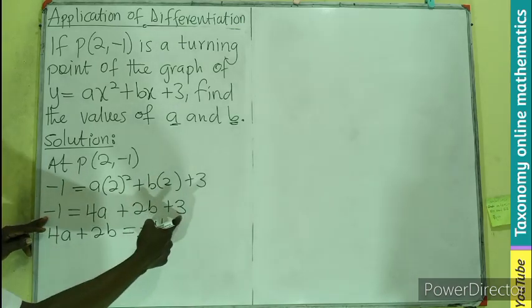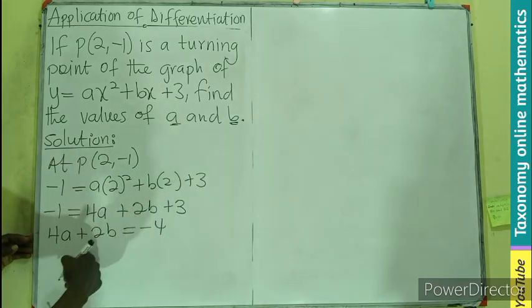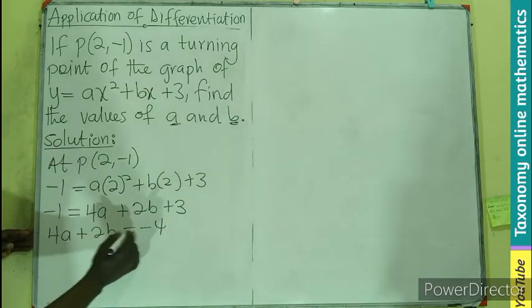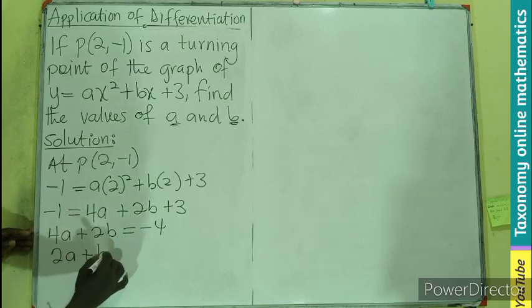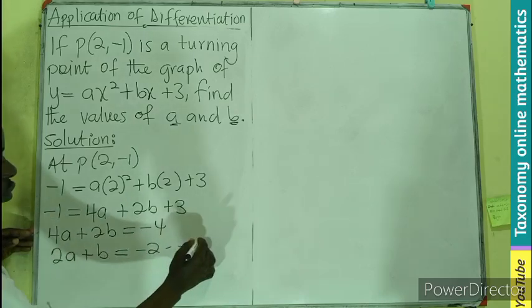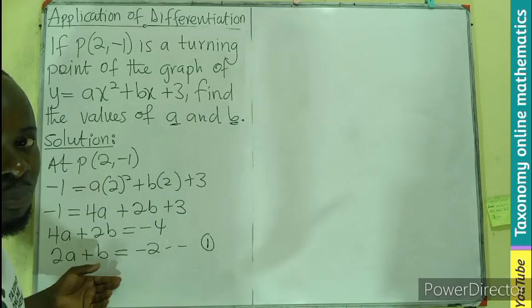Don't forget, this is -1 minus 3. So you can see a common factor of 2. If I divide through by 2, I'll be left with 2a plus b equals -2. That becomes the first equation that involves both a and b.